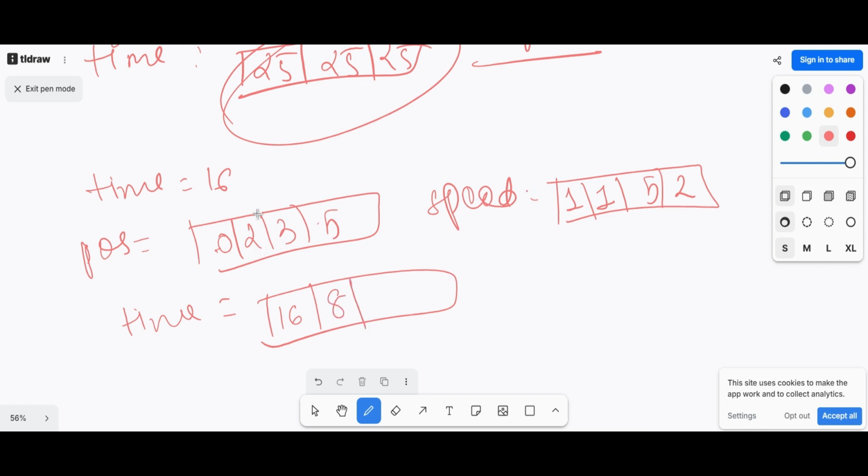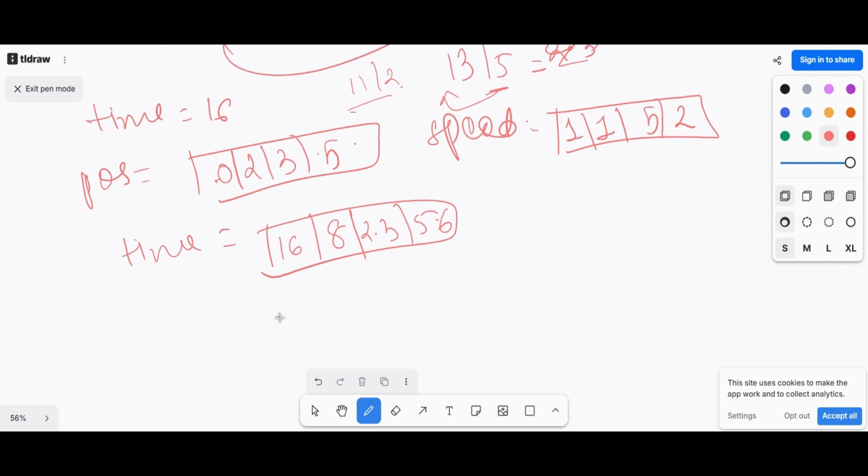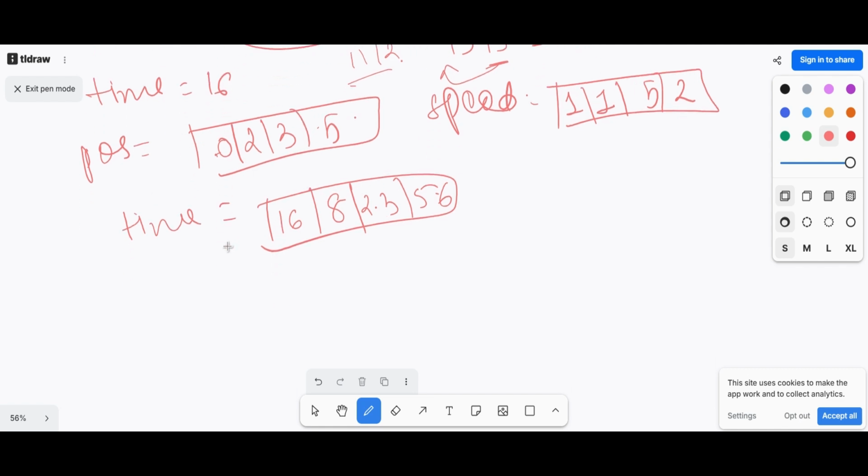16 minus 3, 13 divided by 5, which is 2 point something, so let's say 2.6. And this is 16 minus 5, which is 11, divided by 2, which is 5 point something, 5.5 or something. Let's say. Now, there is nothing higher than 16 on this side.